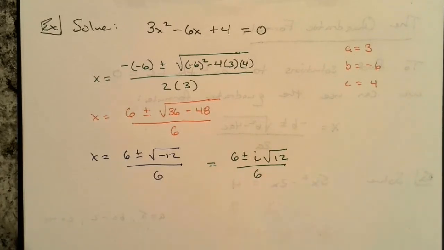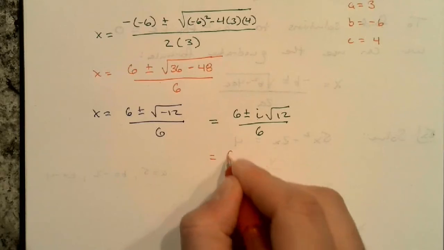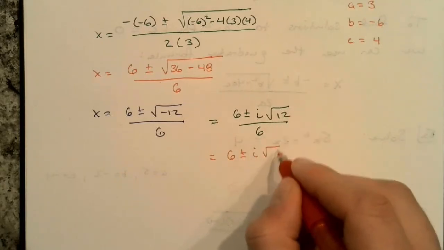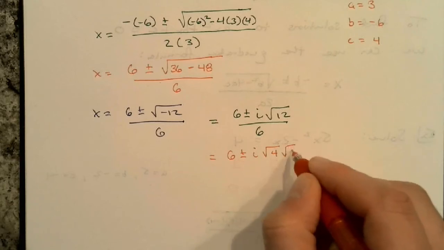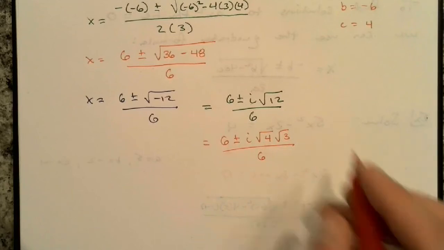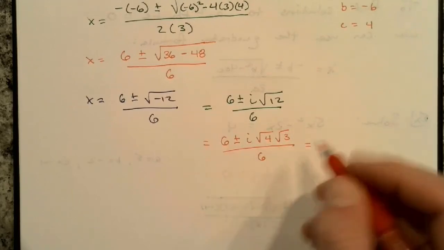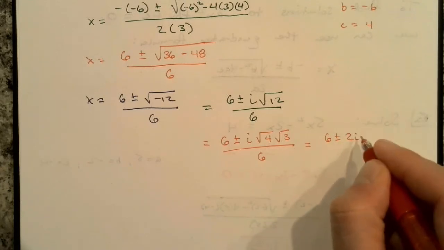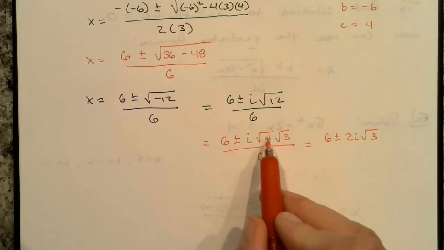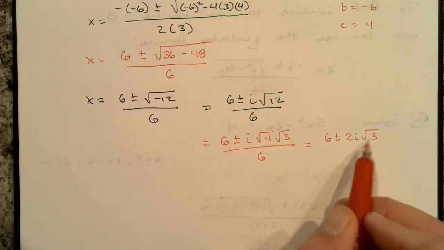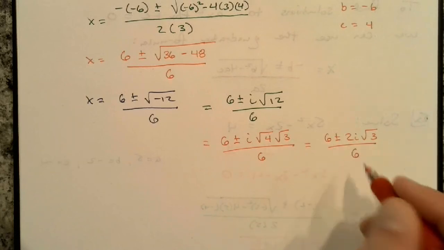Well, this gives us 6 plus or minus i. The square root of 12, the highest perfect square factor of 12, well, that's 4 times the square root of 3 all over 6. So this ends up equaling, the square root of 4 is 2, so this ends up being 6 plus or minus 2i radical 3. Most often when we simplify this, we'll put the actual values that are constants in terms of numbers in front of the i. So 2i radical 3 all over 6.